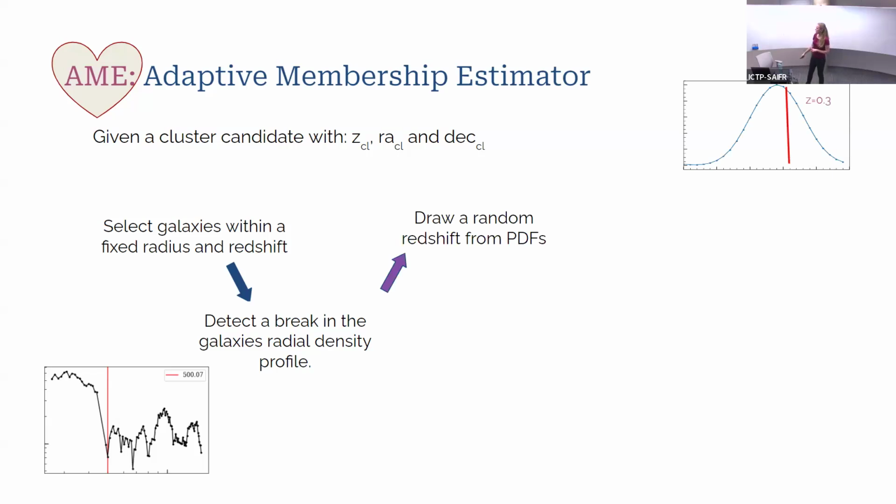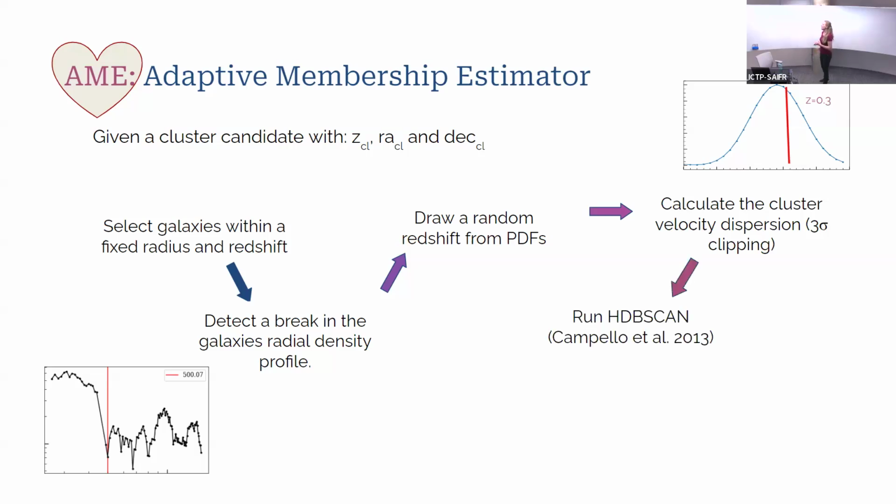So for each of these galaxies, we draw a random redshift, which is based on the PDF. And then we calculate the cluster velocity dispersion to try to remove those galaxies that, because of this random draw from the PDF, can end up too far from the cluster redshift. So we just remove them. And then we run HDBSCAN, which is the algorithm that will connect the points in this projected space and say, oh, this seems connected, but this one that's too far away is not. So this will be an outlier.